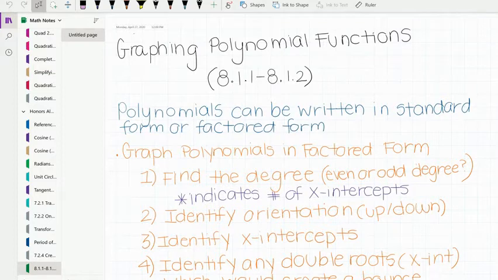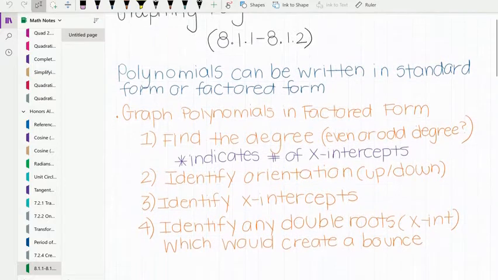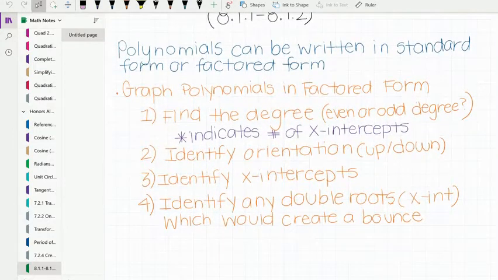So the first thing that you need to know is polynomials can be written in standard form or factored form. That's just like any other function that we've studied this year. Just like when we have a quadratic function, we can write it as y equals a times the factors (x minus b)(x minus c), for example. Or we could write it in standard form, ax squared plus bx plus c. So we are going to be graphing polynomials in factored form for this section.